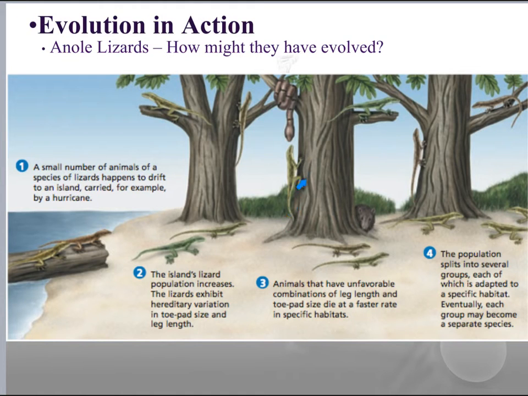So perhaps, actually climbing a tree and having toe pads that are very large may not be advantageous if your predators are living in a tree. So it might be more beneficial for you to actually have longer legs, smaller toes, and maybe longer tails. Who knows? Whatever might actually be beneficial is going to survive. Okay? So the island lizard population increases. We have variation. Animals that have unfavorable combinations of leg length and toe pads die at a faster rate. Okay, and then what's left over turns into a new species over time. It's what's left there on the island. So this is kind of how it works in action, how they might have evolved.